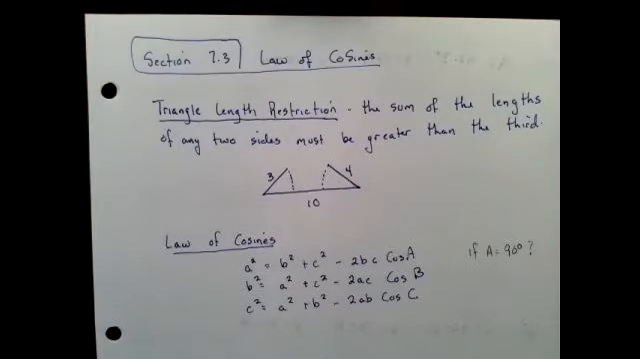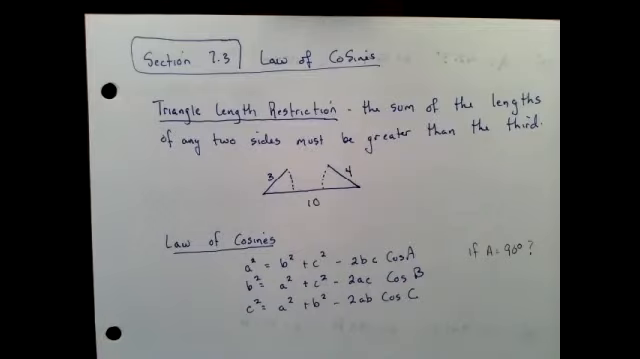Section 7.3. So in 7.1, we learned about the law of sines. In 7.2, we had the special case with the law of sines, where I was given two sides and an angle, and I needed to calculate the other angle. And when I do, I get into that ambiguous case. So I had to be careful when I was setting that up.